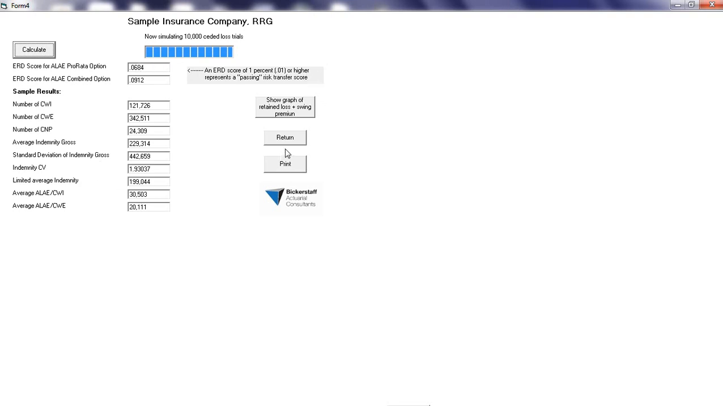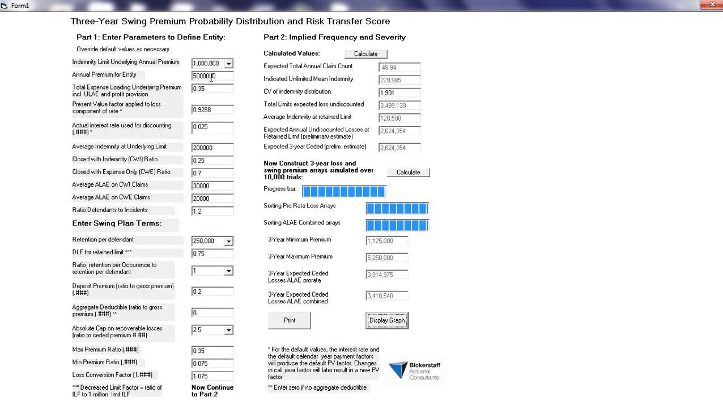Now, I want to go back to the beginning and modify one parameter. What if this entity, instead of having a $5 million premium level, let's say it was 10 million, double the size, and we leave everything else exactly the way it was. We don't change a single thing except you just double the size. When we make these calculations, we have twice the number of expected claims. We're going to run the simulation again. This time it's going to take a little longer because we got twice as much volume.